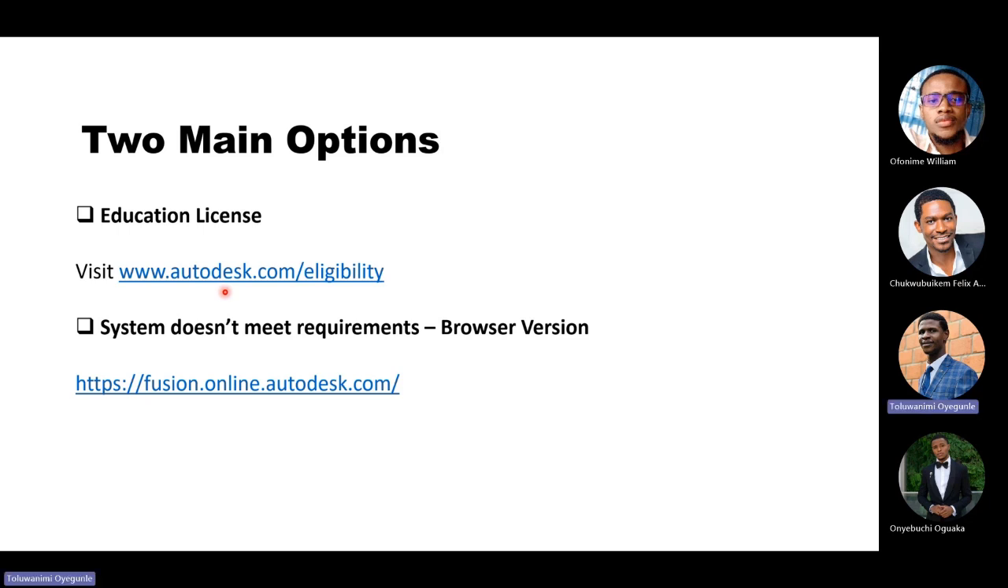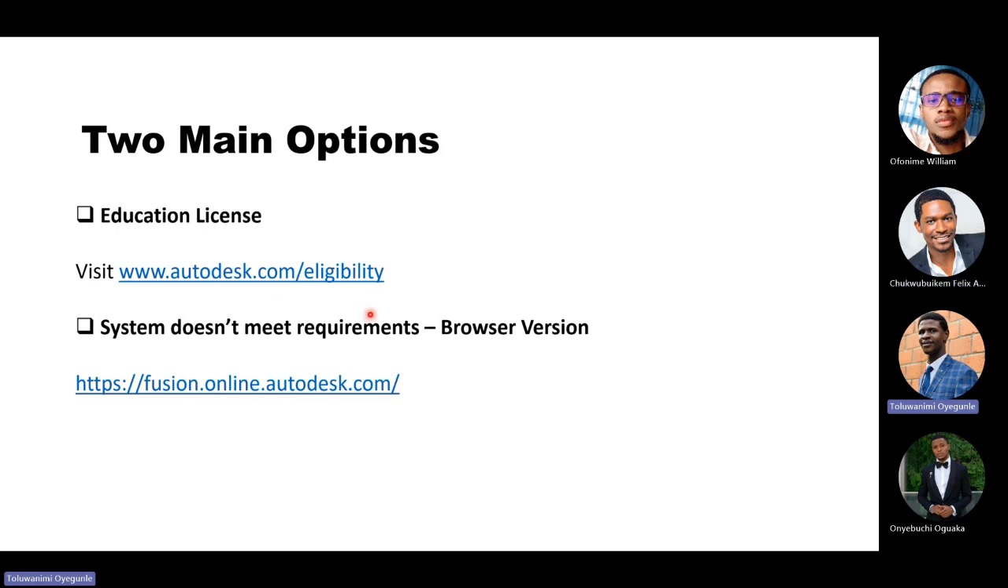Once you do that, it will take you to the website. I will show you how it will look like, but then I want you to type this on your web browser. You can use Chrome or Microsoft Edge to do that. www.autodesk.com/eligibility. One last time, www.autodesk.com/eligibility.